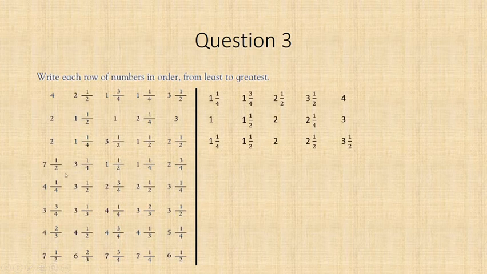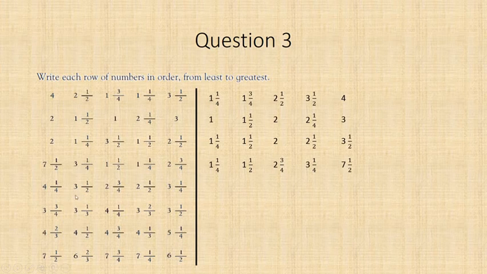Okay, so here the fourth question, I have 7, 3, 1, 1, 2. So I will look at the ones first. Here I have 1 and 1 over 4 and 1 and 1 over 2. So it's 1 and 1 over 4 first, then 1 and a half. Then I have 2 and 3 quarters, then 3 and 1 quarter, then 7 and a half. Easy question. It's getting harder from the next question.